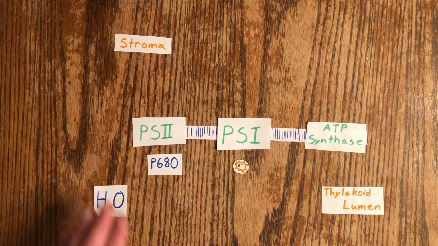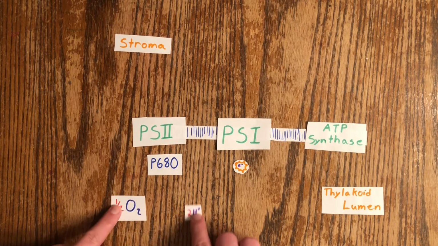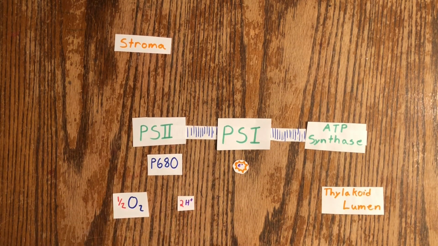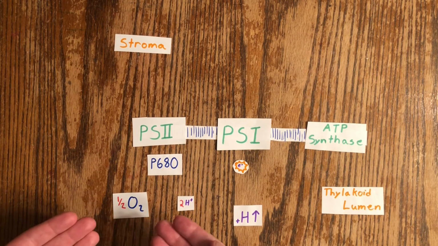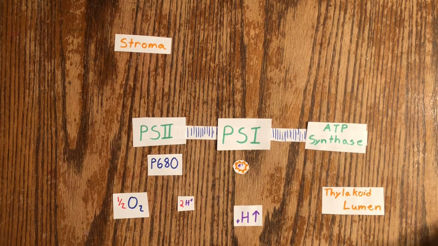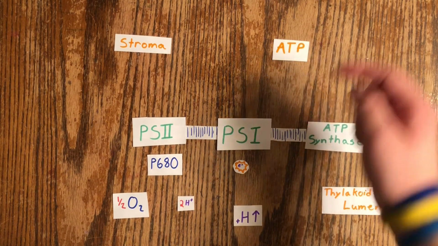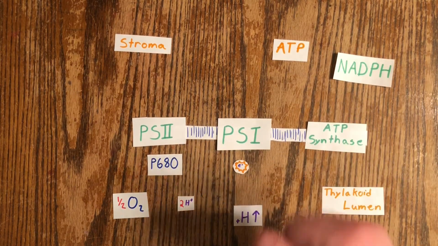Once the P680 grabs an electron from the water, the water essentially falls apart, leaving the oxygen and the hydrogen ions. The hydrogen ions contribute to the concentration gradient, and this is also where we get the oxygen byproduct. Here we have 1/2 of an O2, so if you do this twice, you're going to have a molecular oxygen. So far, we have covered the ATP and the O2, but what about the NADPH? We will talk about that now.